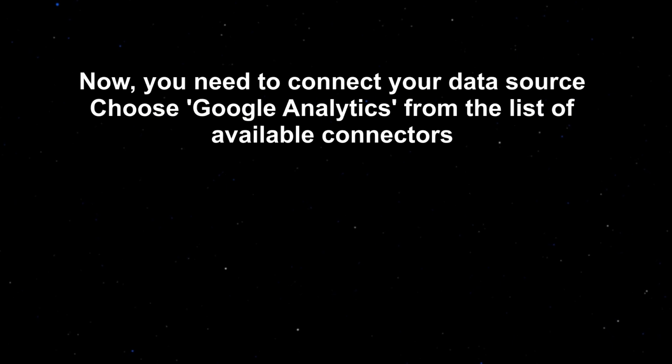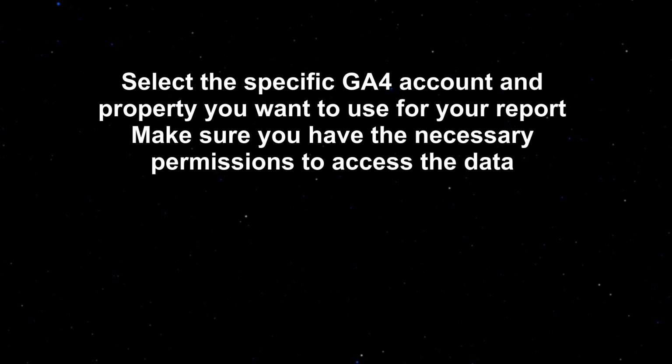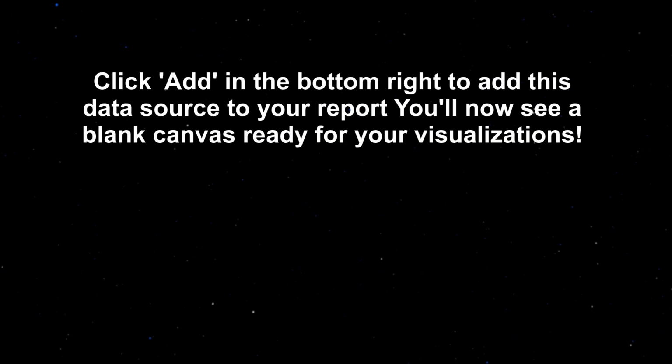Now, you need to connect your data source. Choose Google Analytics from the list of available connectors. Select the specific GA4 account and property you want to use for your report. Make sure you have the necessary permissions to access the data. Click Add in the bottom right to add this data source to your report.